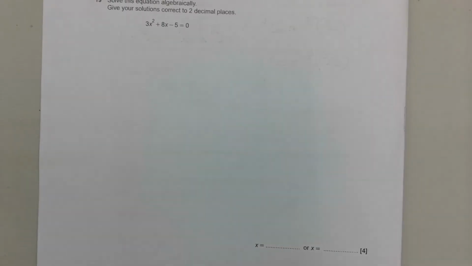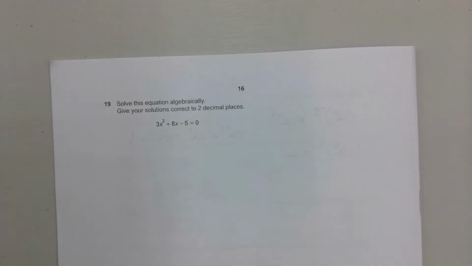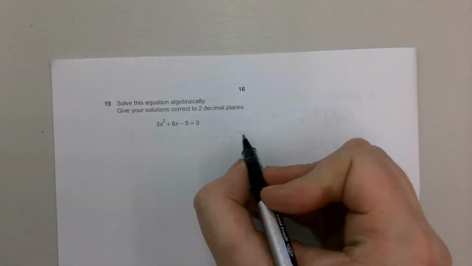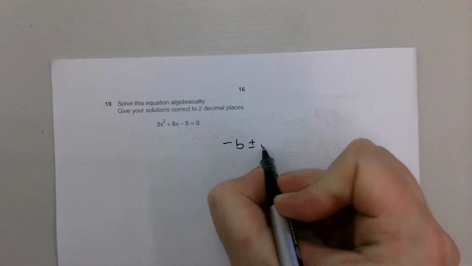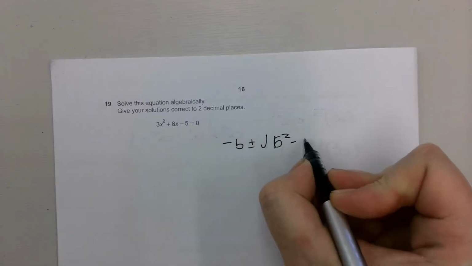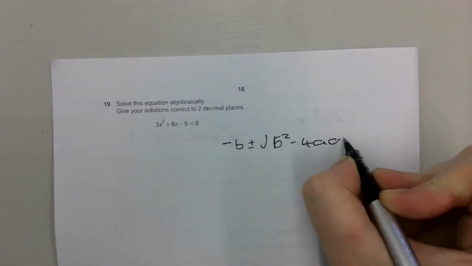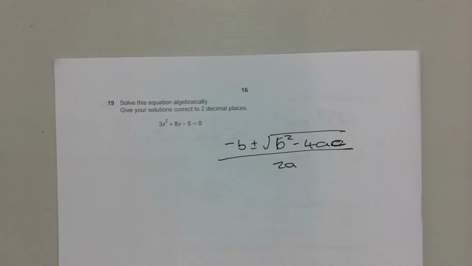Which takes us to our last question on the paper. Solve this equation algebraically, give your solution correct to 2 decimal places. Alarm bells should be ringing. We're using the quadratic formula because it's to 2 decimal places. We've got a coefficient of x squared. Unless it's told us to do otherwise, we're going to use the quadratic formula, which is minus b plus or minus the square root of b squared minus 4ac, all over 2a.